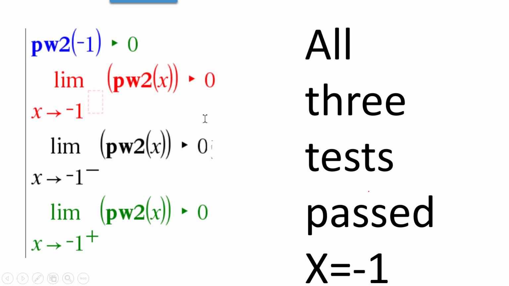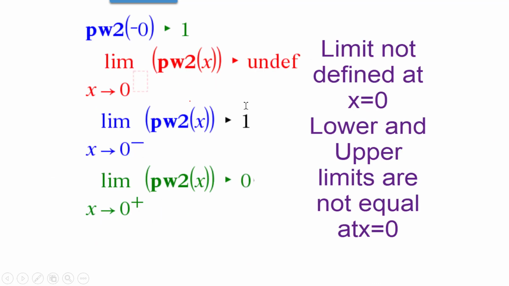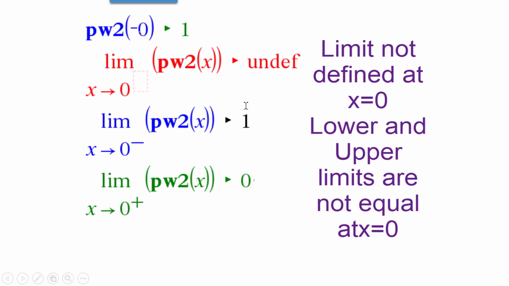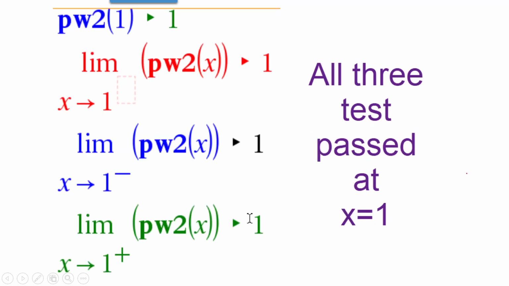Let's go and check the next one. And the next point I'm checking is 0. At 0, the function value is 1. The limit is not defined. And the reason the limit is not defined is because the lower limit is 1 and the upper limit is 0. When these two are not equal, the limit comes up as undefined. So the limit is not defined at x equal to 0, since the lower and the upper limits are not equal. So that's a point of discontinuity.